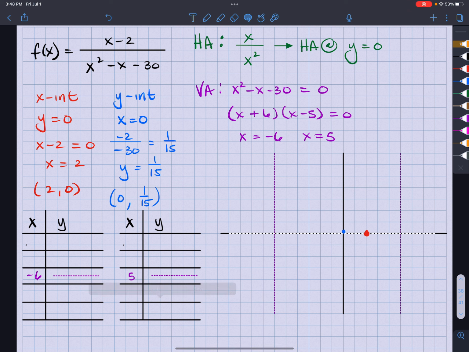Okay? So I want to make sure I find 2 to the left, 2 to the right. So with -6, it's going to be -7, -8, and then -5, -4. And with 5, I went to the left, so 4, 3, and 5, 6, and 7. Okay? So that is what I want to look for.